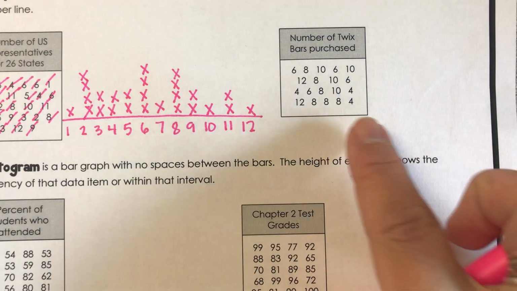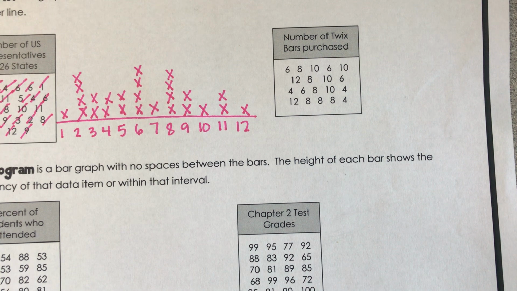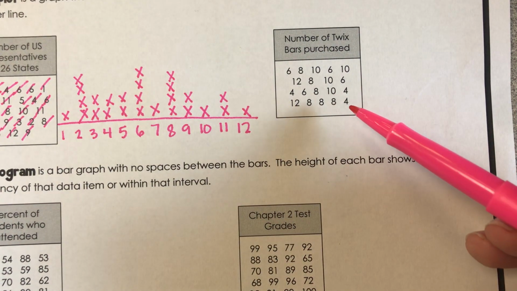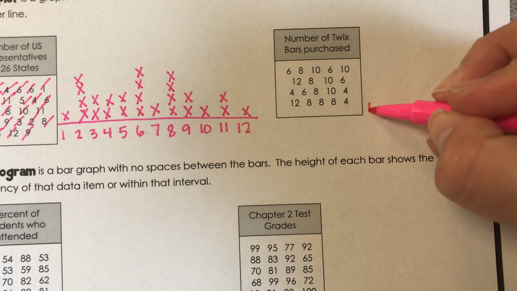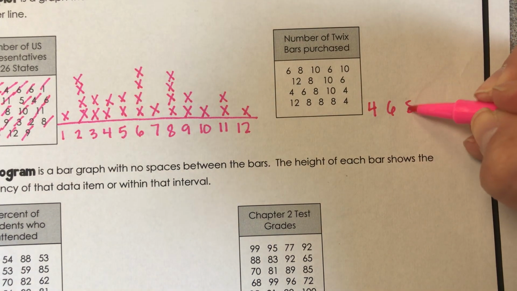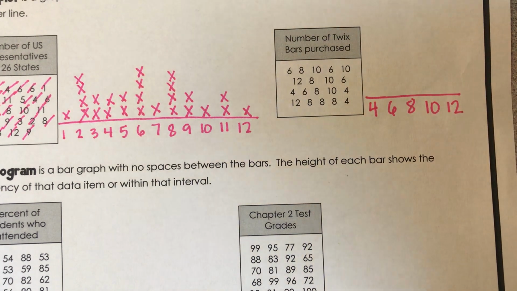And then look at this one over here. If you notice anything about the data, we're talking about how many Twix bars we purchased. All these numbers are even, right? So I don't need to include all the numbers between 4 and 12. I just need the evens: 4, 6, 8, 10, 12. And this makes sense because Twix bars come in packs of 2.